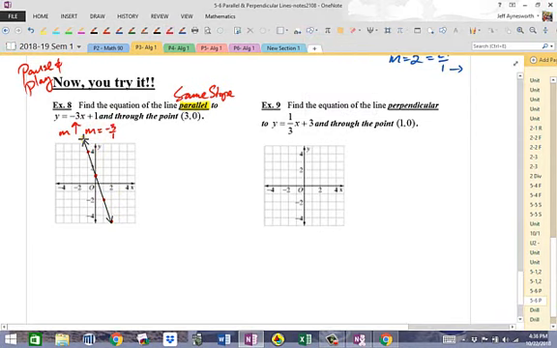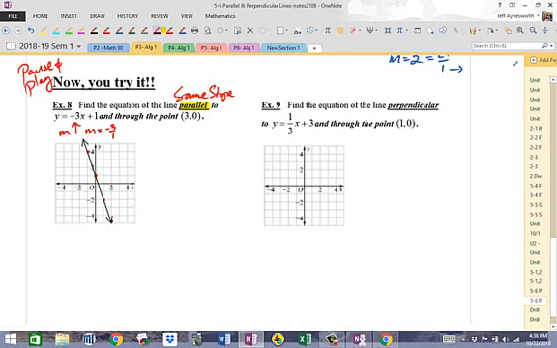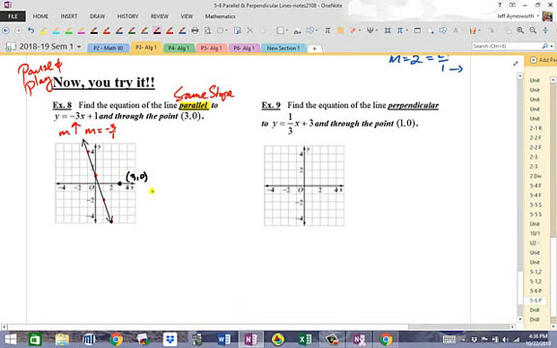Okay, next one, we got to plot (3, 0), which is here. And we got to find the equation of the line. So y minus y1 equals m times x minus x1. Here we go. y minus 0 is equal to the same slope, -3, times x minus 3, because x1 is 3, right? y1 is 0. So simplify, you get y equals negative 3 times x minus 3.